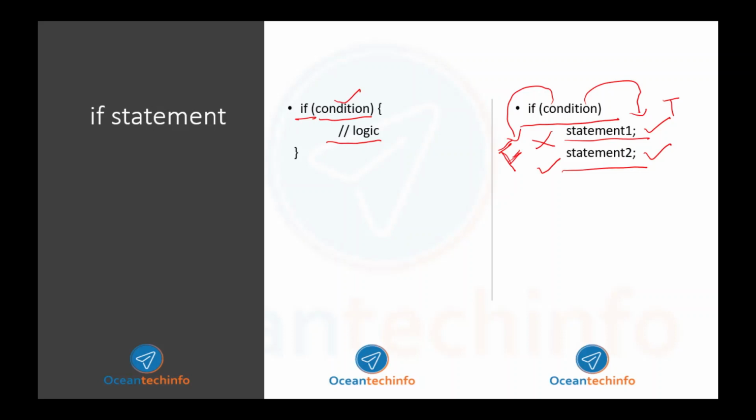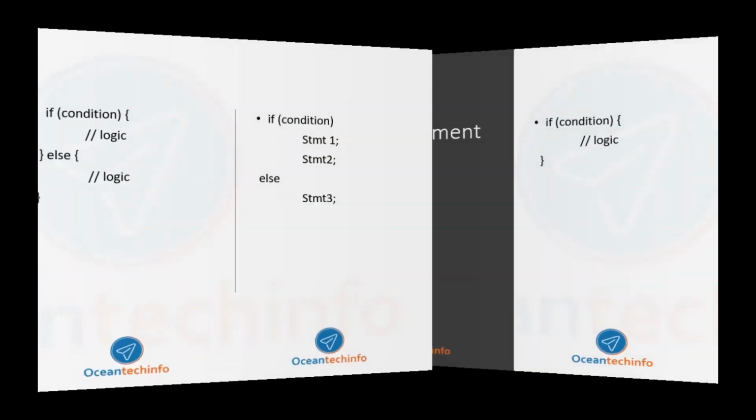Now, next, let's say the condition is false for this set of instructions you have provided within the curly braces. If the condition becomes false, it will not print anything. That's why the if else statement comes into the picture. So let's understand it, and then we'll do the hands-on coding exercise.